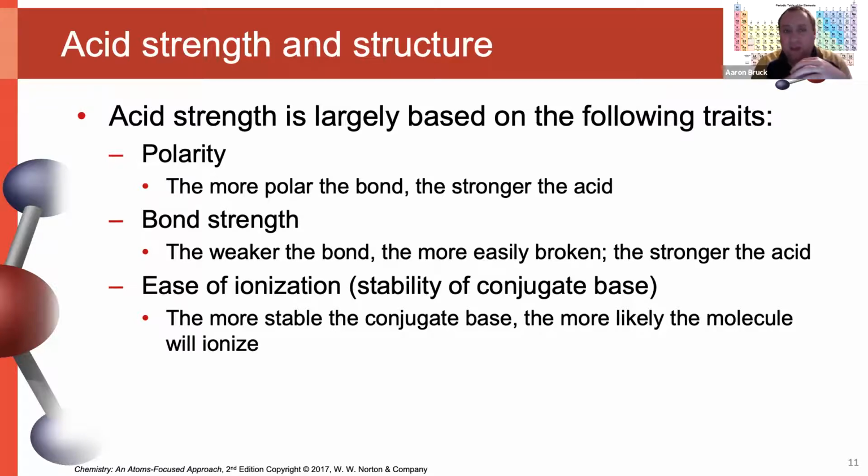And the last factor is ionization, in terms of how stable the conjugate base is. If the conjugate base is really, really stable, then it's much more likely to ionize and create that conjugate base. If the conjugate base is unstable, then it's much less likely that we're going to see deprotonation and acid formation occurring.